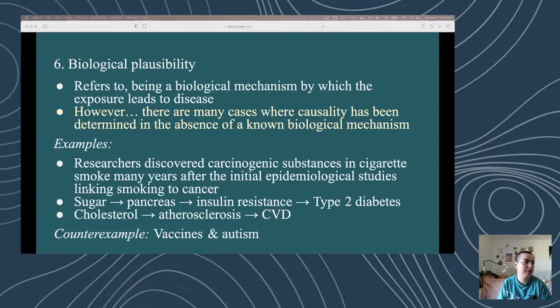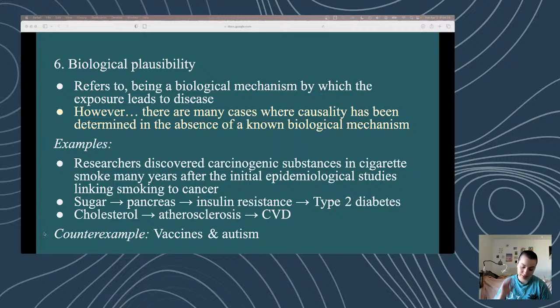And these are some more kinesiology related ones, diet related ones, is that you can see the biological, what is happening in terms of sugar intake, making your pancreas produce a bunch of insulin, and then insulin resistance leads to type 2 diabetes. That's biologically plausible. We know that excess sugar intake without fiber can cause type 2 diabetes through this biologically plausible thing. Same with cholesterol. We see how cholesterol increases atherosclerosis, which causes CVD. It's biologically plausible that high cholesterol causes CVD.